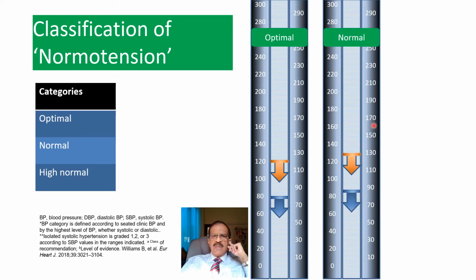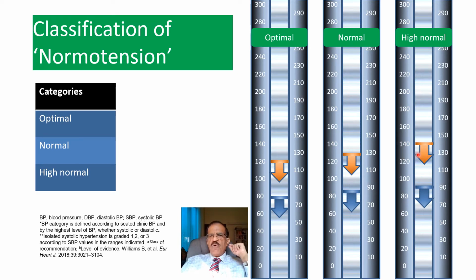Then normal, of course above these, but if your blood pressure systolic is 130 or less and diastolic is 85 or less, so this is normal, 130 by 85, not 90, not 140. So 130 or 85 or less is normal.